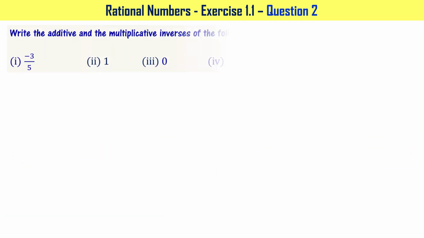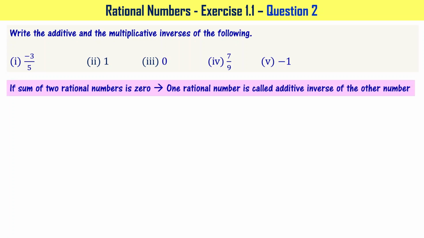Question number 2, write the additive and the multiplicative inverses of the following. We are given 5 numbers. We are asked to write the additive inverse of all these numbers and the multiplicative inverses of all these numbers. Let's start with additive inverses first. If the sum of two rational numbers is 0, then we say that one rational number is the additive inverse of the other rational number, right?